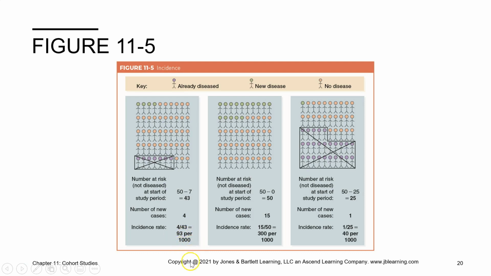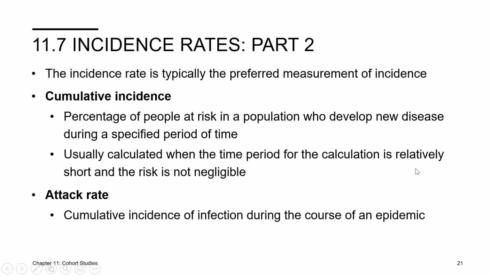Now, if we didn't have those 7 people at risk, then here in the middle, we have 50 as our denominator. And then we have 15 green people here. So 15 divided by 50 is 300 per 1,000. Now here we have a whole lot of people with the disease already. So 50 minus 25 equals 25. There's 25 purple people here. There is 1 green person. So 1 divided by 25 is 40 per 1,000.